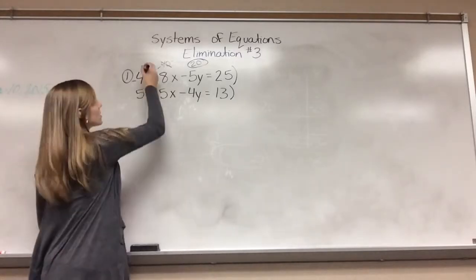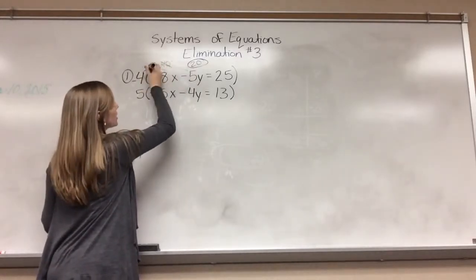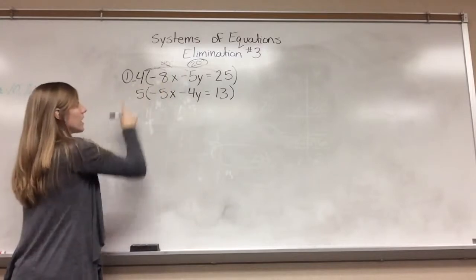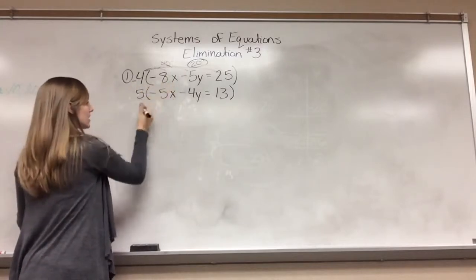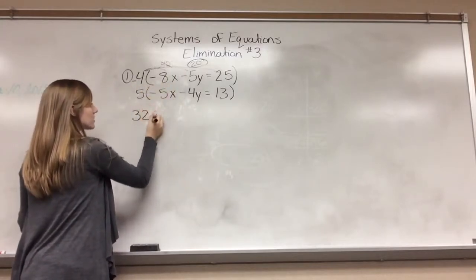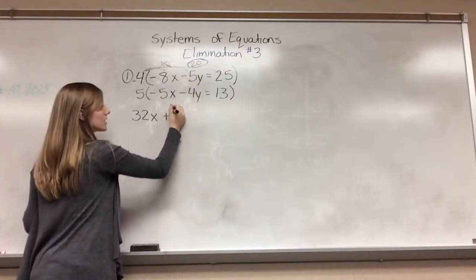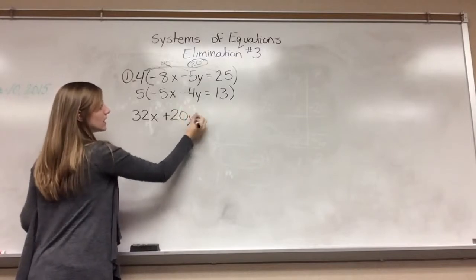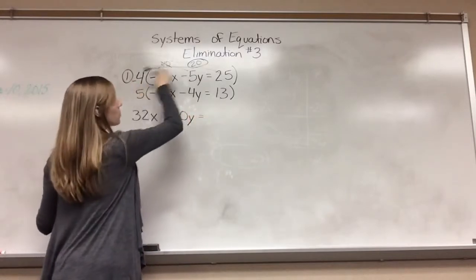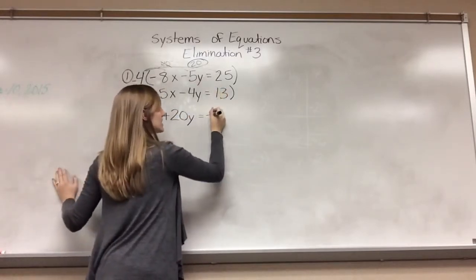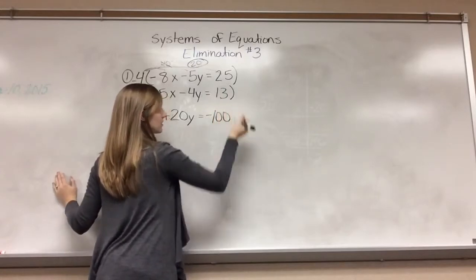So I'm going to multiply this entire equation by negative 4. Negative 4 times negative 8x is 32x. Negative 4 times negative 5y is positive 20y equals negative 4 times positive 25 is negative 100.